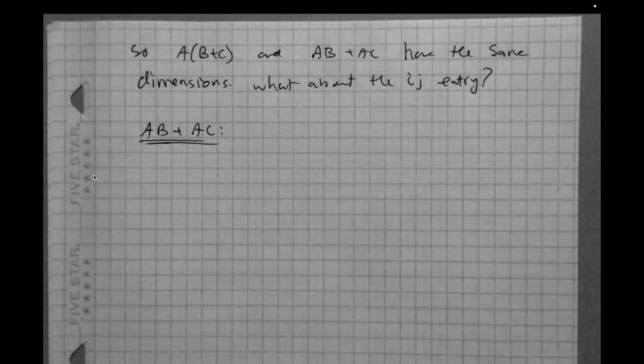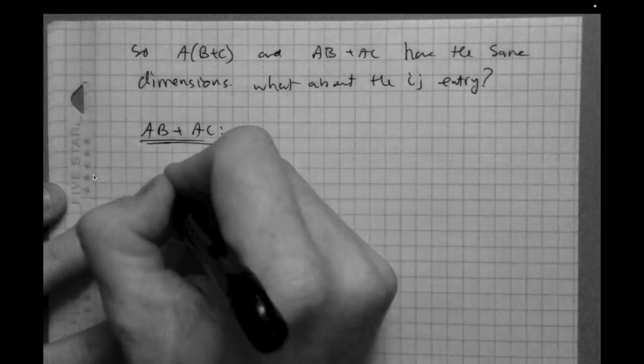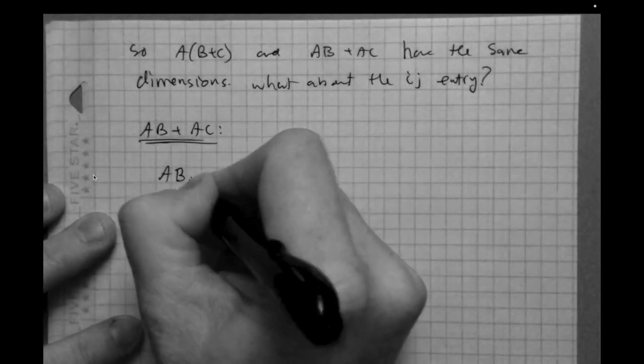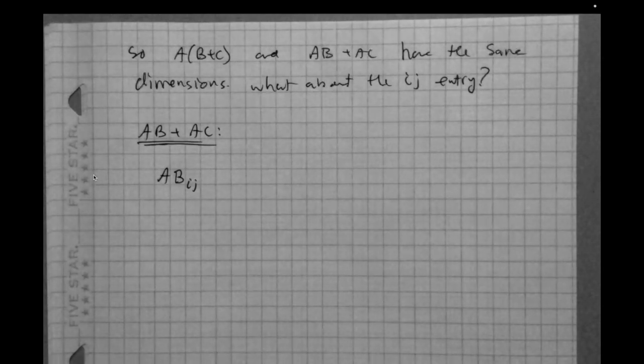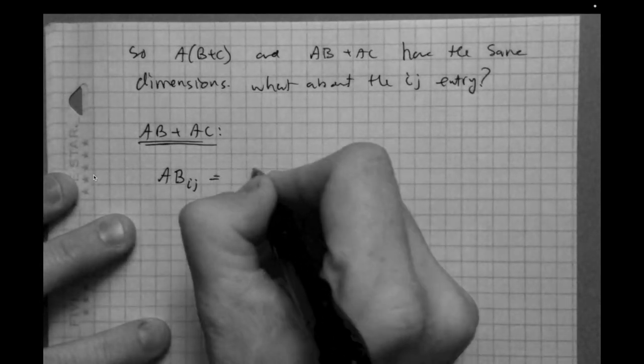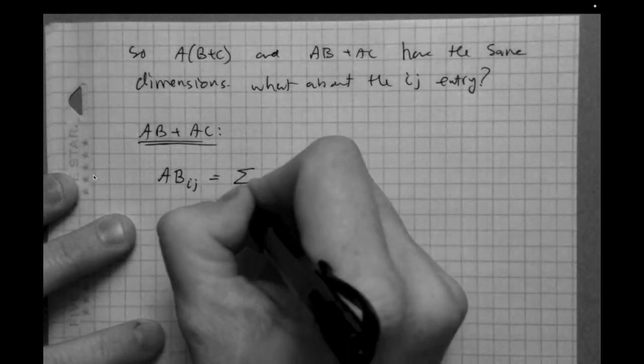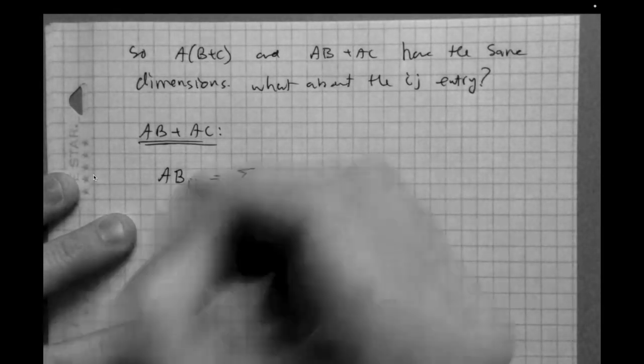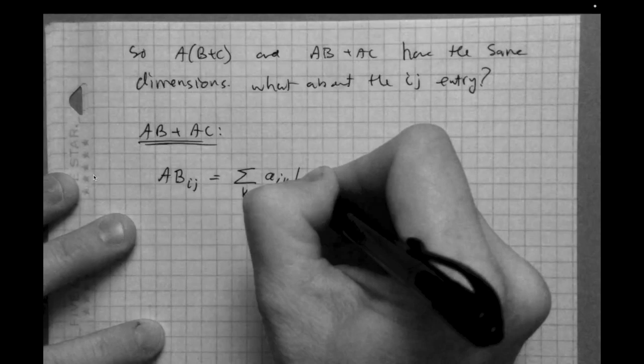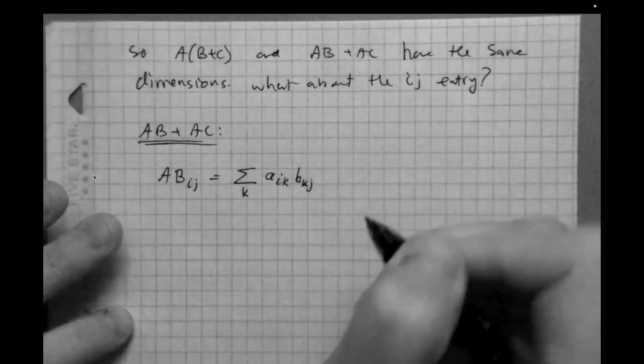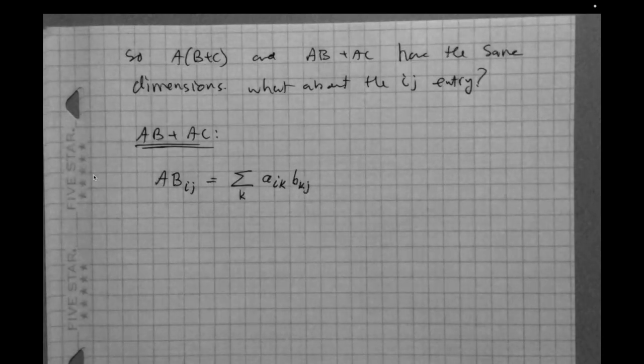So let's write out what the ij entry of AB looks like. So A times B, the ij entry. Well, this is the matrix product, right? So I'm basically going to take the ith row of A, and I'm going to dot it with the jth column of B, right? And we talked about a nice way to represent that is like this: sum over K of A_ik times B_kj. That's AB_ij, right? It's the dot product of the ith row of A and the jth column of B.